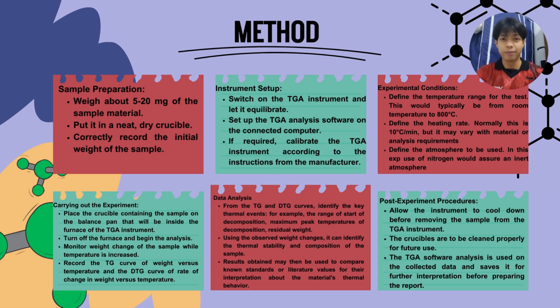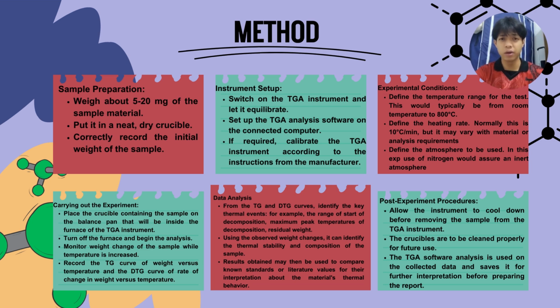To carry out the experiment, we place the crucible containing the sample on the balance pan inside the furnace of the TGA instrument. We then close the furnace and begin the analysis. As the temperature increases, we monitor the weight change of the sample. The results are recorded as the thermogravimetric curve, TG curve, showing weight versus temperature, and the derivative thermogravimetric curve, DTG curve, showing the rate of weight change versus temperature.